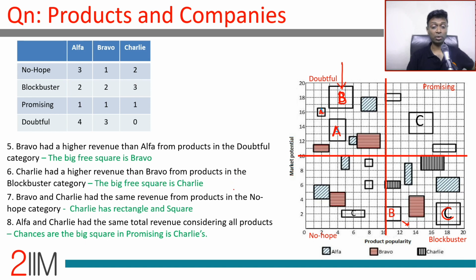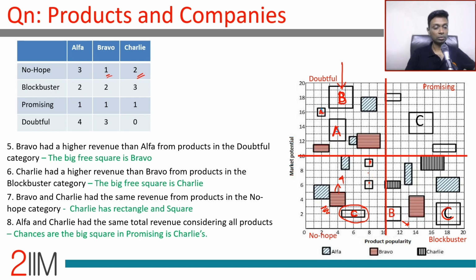Bravo and Charlie had the same revenue from products in the no hope category. In no hope, Bravo has 1, Charlie had 2. And so this is Bravo's, where we can say the area is roughly 4 squares. Charlie has to have area equal to 4 of these small squares. Each of these is 1, 1. This looks to be 3. So it is this 3 plus 1 of these 2. So the big rectangular blob, which is about 3 square units area, that is Charlie, definitely. One of the other 2 is Charlie. Which one we do not know. Maybe that's not important, but one of those 2 is Charlie. The remaining has to be Alpha.